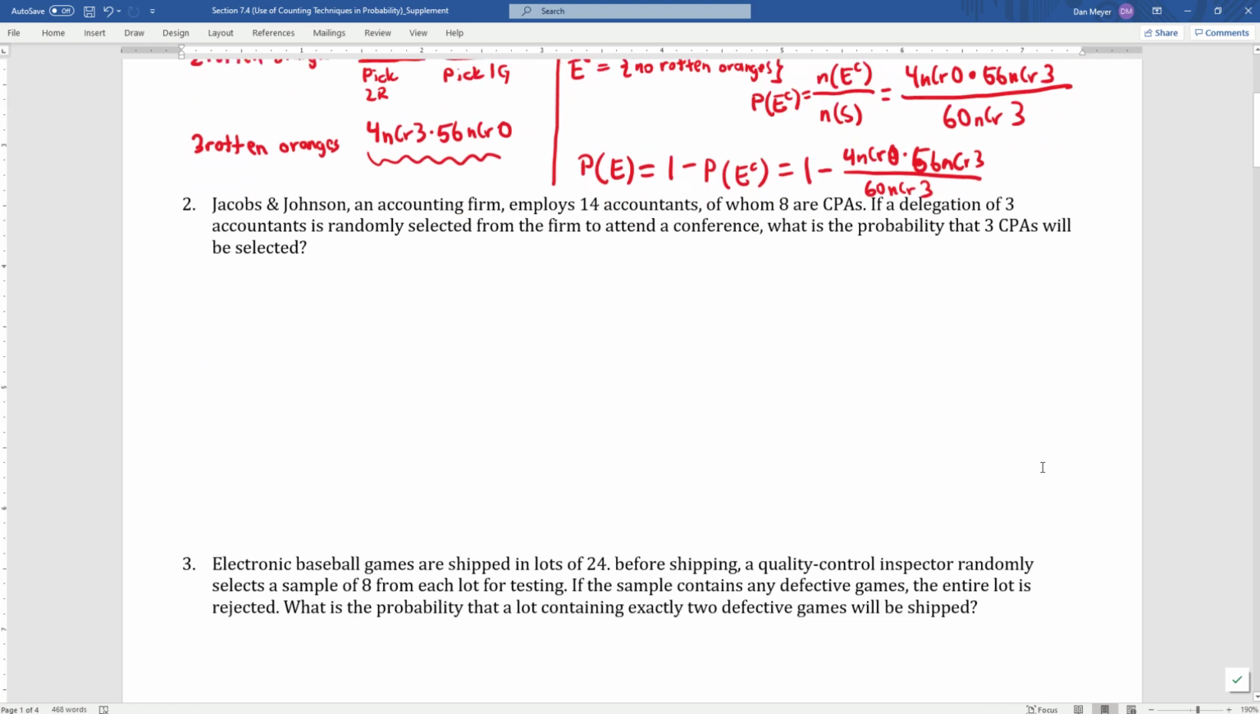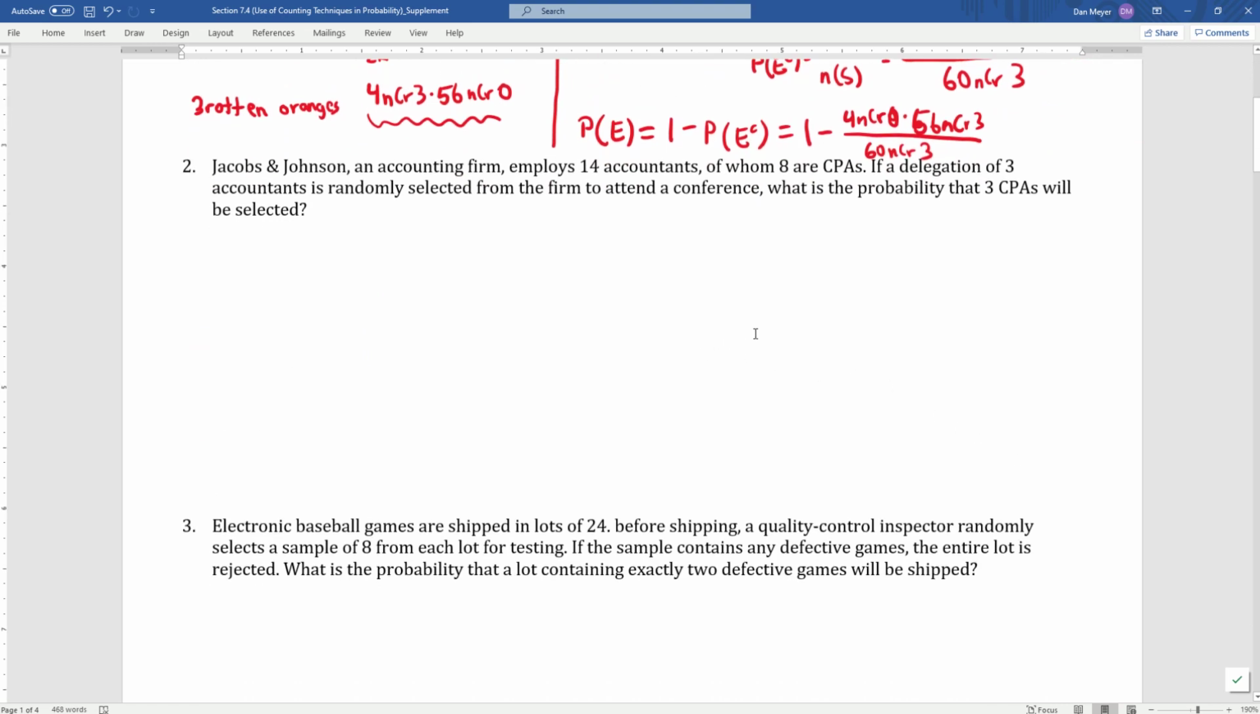And number 2: Jacobs and Johnson, an accounting firm, employs 14 accountants, of whom 8 are CPAs. If a delegation of 3 accountants is randomly selected, there's where we can talk about randomly selected. There's our uniform sample space. Randomly selected from the firm to attend the conference, what is the probability that 3 CPAs will be selected? So here we just have exactly 3 CPAs. So we have a delegation of 3. They're all going to be CPAs.